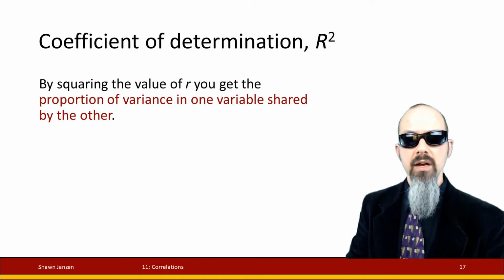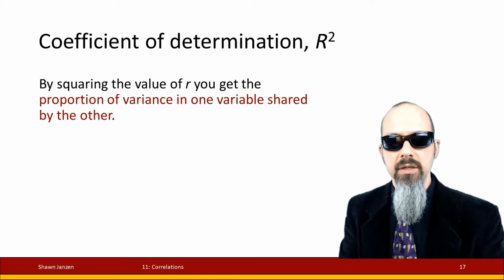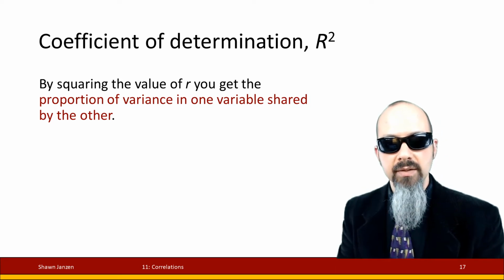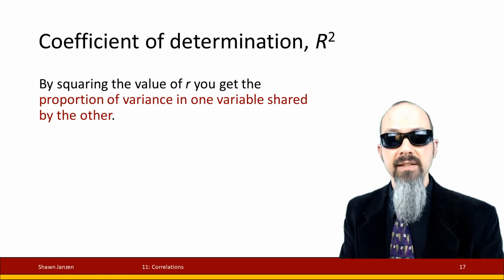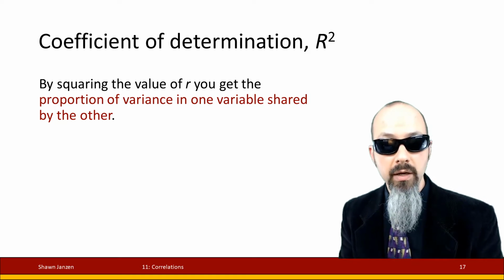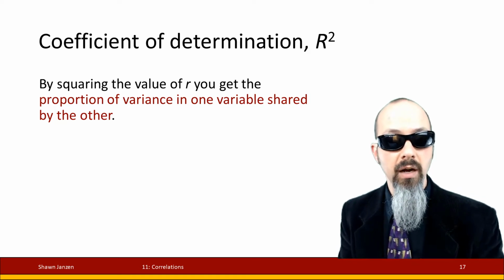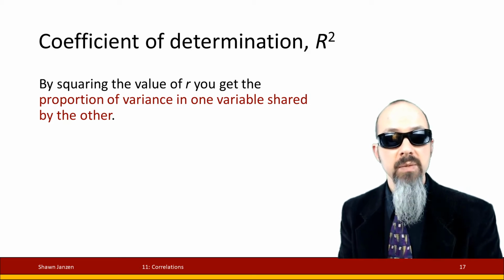So let's talk now about something called the coefficient of determination. Ooh, that sounds like fancy stat stuff, but it's a really simple concept. And in this case, it's r squared. The coefficient of determination, or r squared, is just the squared value of r, not too tough, but it has a special definition and a special place for us.